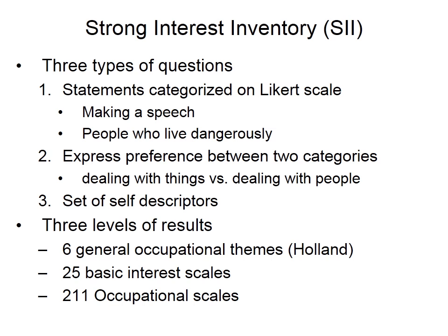So based on these three sets of questions, and there's over 200 in the Strong, you actually get three levels of results. You get your occupational theme, so that Holland RIASEC typology or model. You also get 25 basic interest scales, so basically a list of the various different types of broad occupations and how much interest you should have in them. And then finally, an actual detailed list of 211 specific occupations and how much of a fit you would be with each of those.